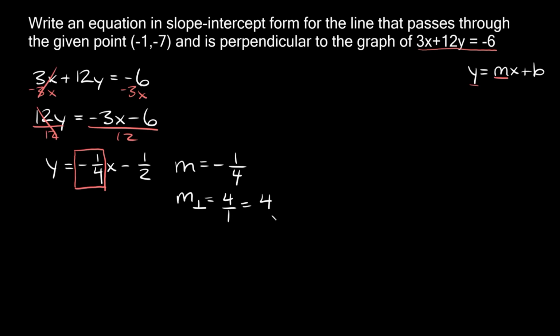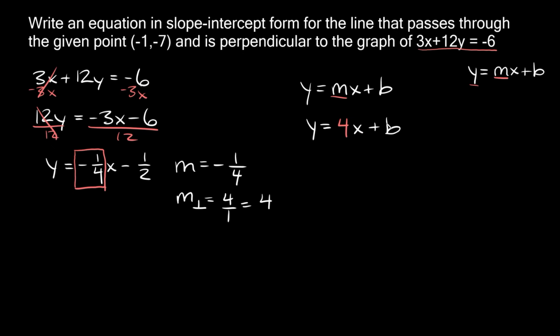So +4. Okay, now that we have the perpendicular slope, we can plug this into the slope-intercept equation right here. Again, it's just y = mx + b, but now we know what the slope of the perpendicular line is. It's 4. So let's plug in a 4 right there. We're going to say that y = 4x + b, all right? As you can see, we don't have a number here for b, and b is our y-intercept.